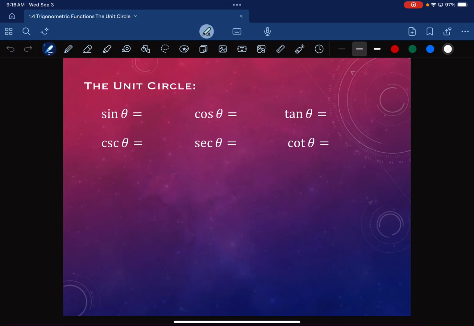So our sine value, if you remember, was y over r. Okay, remember sine goes with y, cosine goes with x. So the sine value was y over r, but if r is equal to 1, that means that the sine value is simply y. So this one's y. The cosine value is x over r, but if r is equal to 1, that would be x over 1, so I'd simply have x.